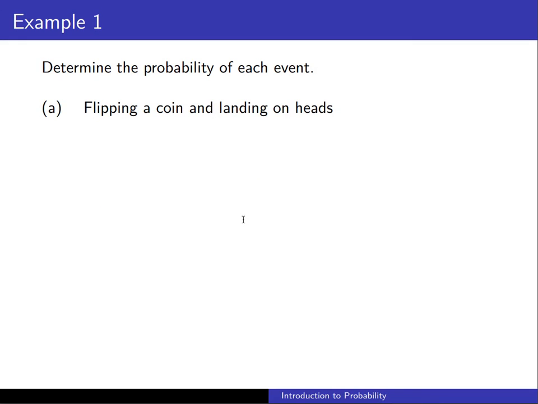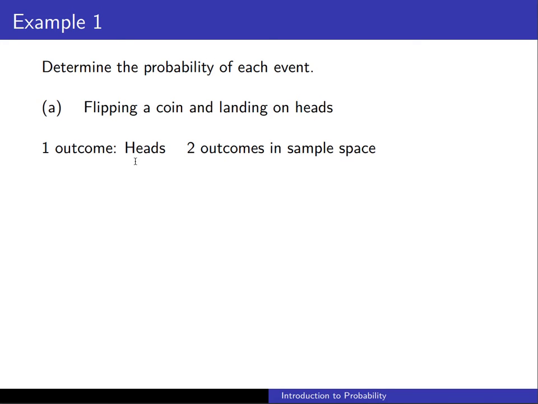So for the rest of this video, we're going to take a look at some examples of determining probabilities of each event. Example 1A, what is the probability of flipping a coin and landing on heads? So if we take a look at the outcomes, we want to land on heads, and there's only one out of the 2 possible outcomes in the sample space. So we have heads or tails. Out of those 2 possible outcomes, we want one of them to happen. So the probability of flipping heads is 1/2, which is also the same probability as flipping tails.